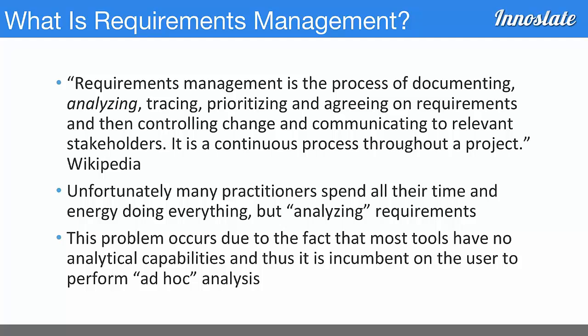If you look at the Wikipedia definition for requirements management, it says requirements management is the process of documenting, analyzing, tracing, prioritizing, and agreeing on requirements, and then controlling change and communicating to relevant stakeholders. This is a continuous process throughout a project. If you think about that, it's really something you're doing through the whole life cycle of the project. And we highlighted the analyzing portion of this to show you that it is a very, very critical piece of requirements management. Unfortunately, most practitioners spend all their time and energy doing everything but analyzing requirements.